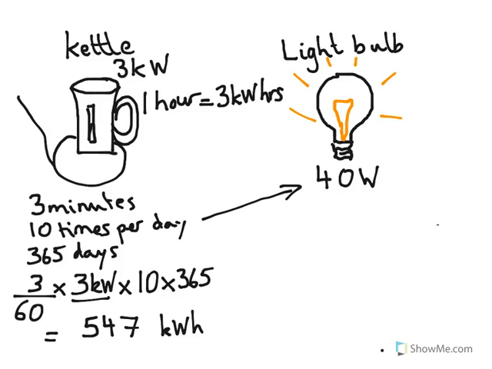So if we're to use our kettle for 3 minutes, 10 times a day, and its power is using 3 kilowatts, so 3 minutes, 10 times a day, convert that to hours to get it into kilowatt hours, multiplied by the amount of power that the kettle uses, multiplied by the number of times a day we heat the kettle, multiplied by the number of days a year. So 547 kilowatt hours per year is how much our kettle is going to use.